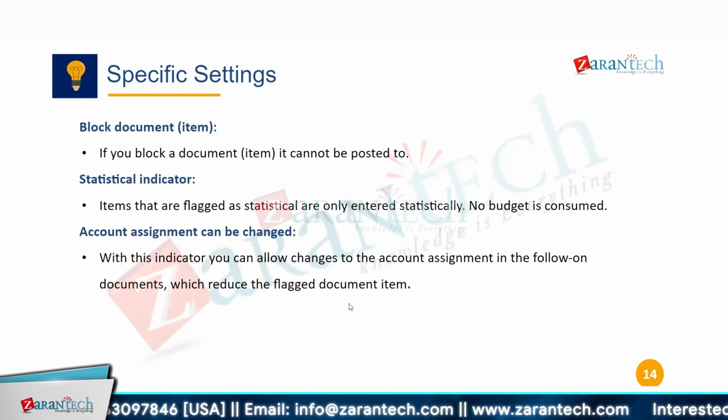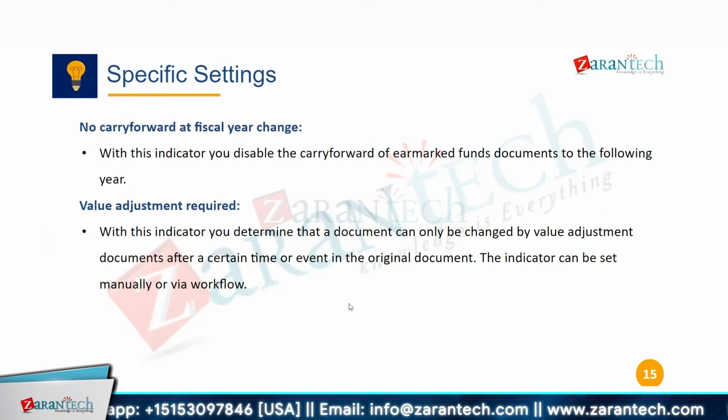Suppose I enter at the commitment item level a particular GL account, a particular cost fund center, and a particular functional area. But I don't know whether exactly it will be consumed under that particular account assignment. So I may say that account assignment is flexible. You can change it. That means if I raise the purchase order, I can change the fund center, or the commitment item, or the functional area, or the funds. So that kind of flexibility it gives to change the account assignment. No carry forward at fiscal year change: with this indicator, you disable the carry forward to the following year.